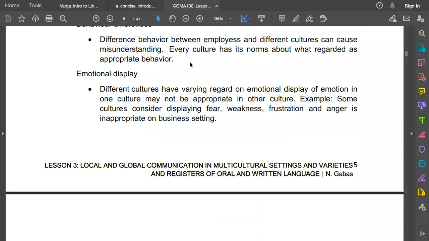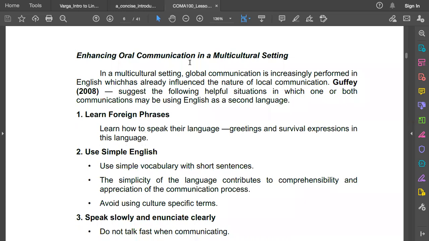So now we move to enhancing oral communication in a multicultural setting. So according to Goofy, he suggested the following helpful situations in which one or both communicators may be using English as a second language. So how do we communicate verbally or orally in a multicultural setting? First, of course, you need to learn foreign phrases. How to speak their language, greetings, and survival expressions in this language. Meaning to say, that shows your sincerity and you're very much engaged to talk to them because you know their basic greetings.